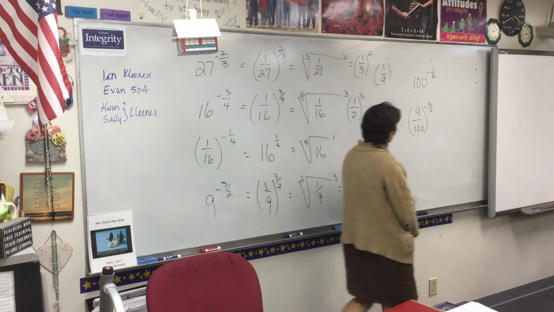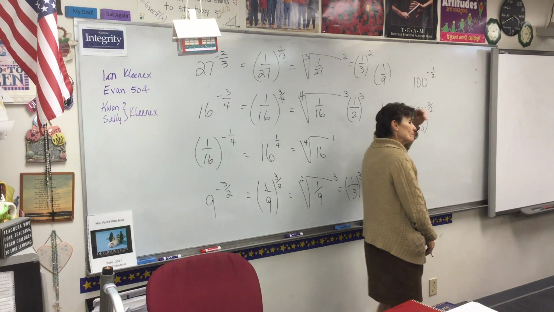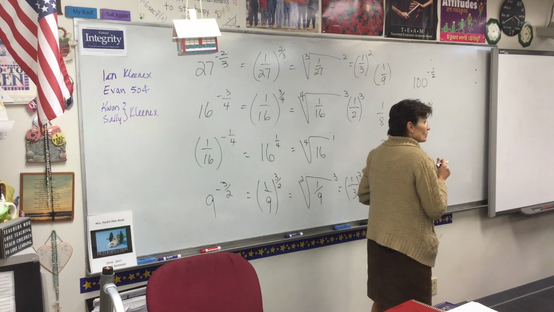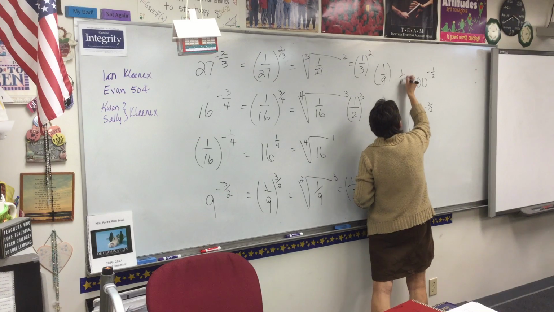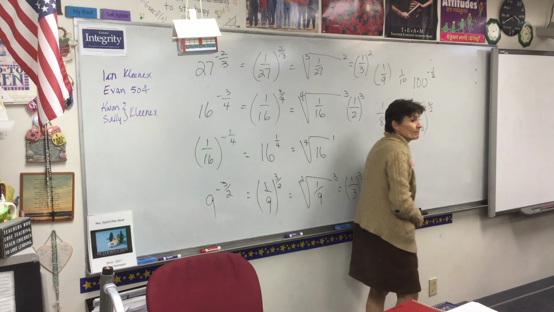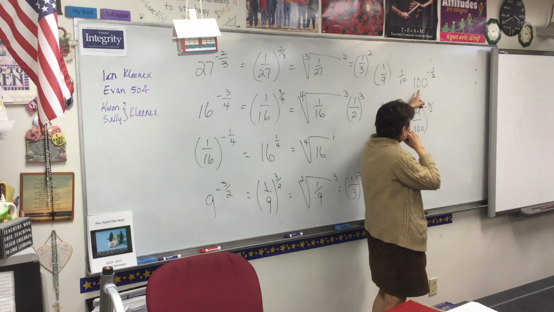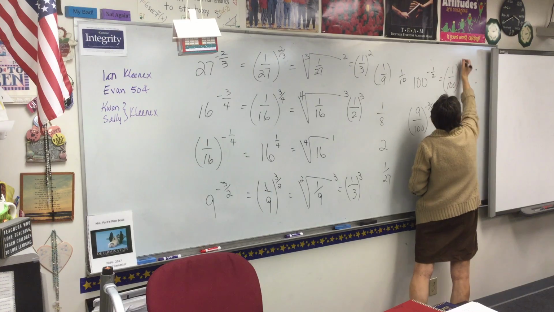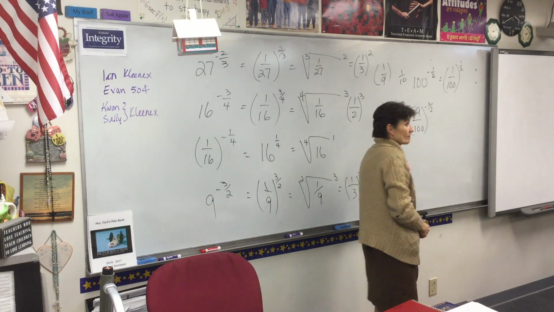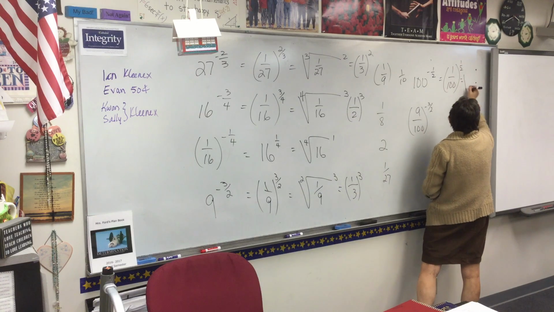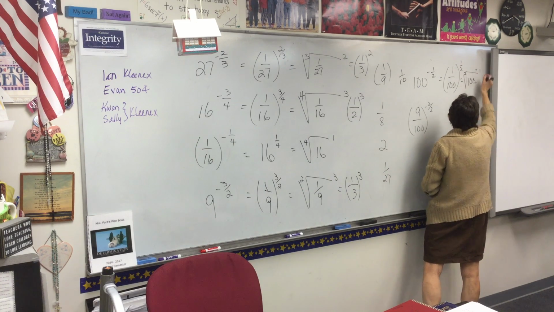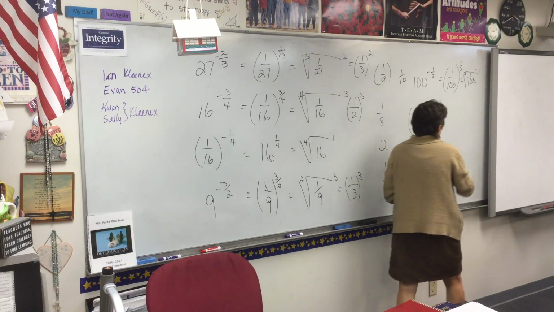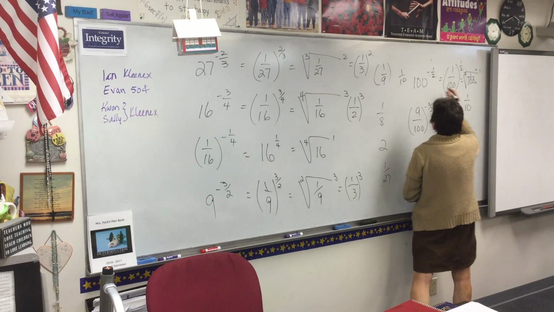Anybody besides Sam have a guess at an answer here? Sophia? It's 1/10. All right, Sophia's guessing 1/10. Let's see if she's right. We're going to start with 1 over 100 to the 1/2. And that means the square root of 1 over 100, which is 1 over 10. She's right.